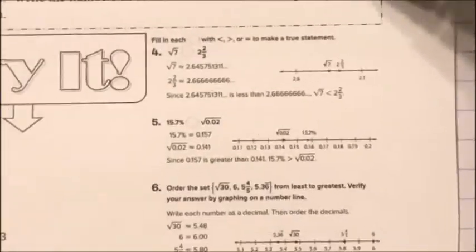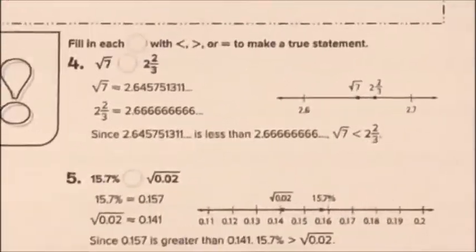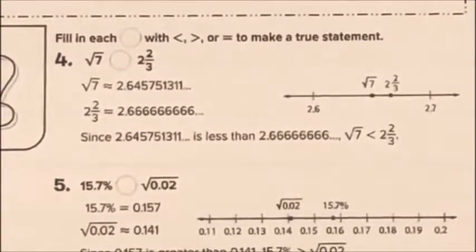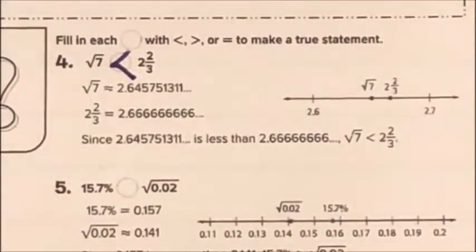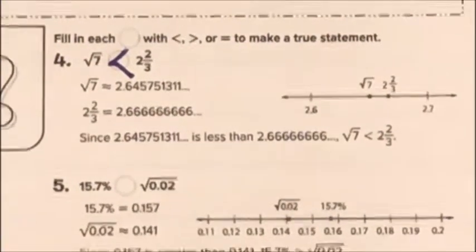So let's look at some examples. I have 4, 5, and 6 over here. We're going to look at 4 first. It says fill in each bubble with less than, greater than, or equal to make a true statement. I have the square root of 7, and I'm comparing it to 2 and 2/3. So I'm going to change the square root of 7 into a decimal. Square root of 7 is approximately 2.645751311. 2 and 2/3 I can also change to a decimal. I get 2.6 repeating. Okay, 2.6 repeating is going to be larger than the square root of 7. So square root of 7 is less than 2 and 2/3.